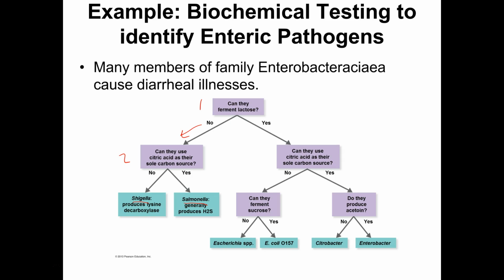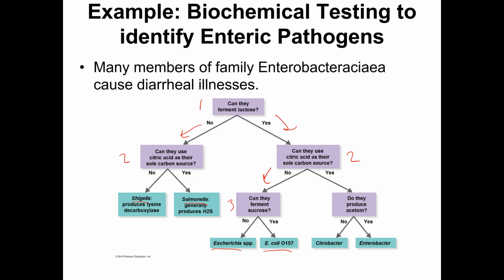Say that your enteric can ferment lactose. So you're going this way now. So again, you'd run citrate next. So you do your citrate slant. Okay, so if it's a no, then you want to see if they can ferment sucrose. Okay, so if that sucrose tube turns pink, well then it's E. coli. But on the other hand, if that sucrose tube turns yellow, well then you've got a pathogenic strain of E. coli.